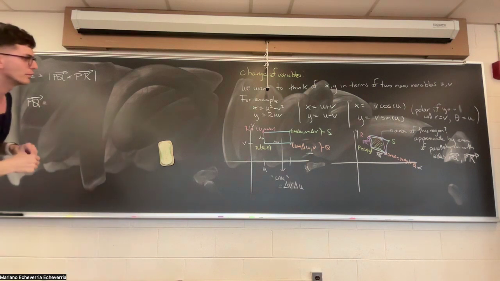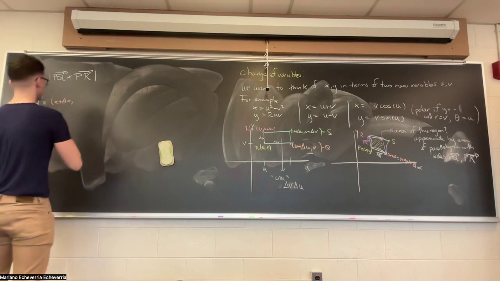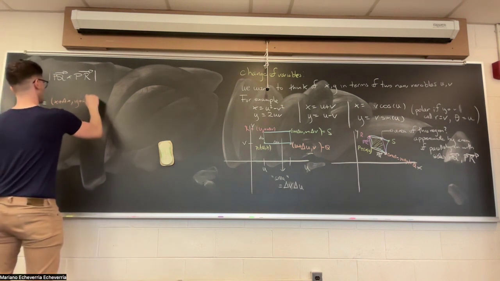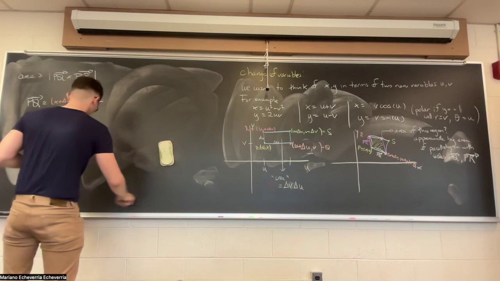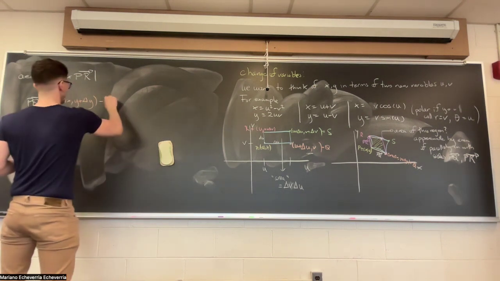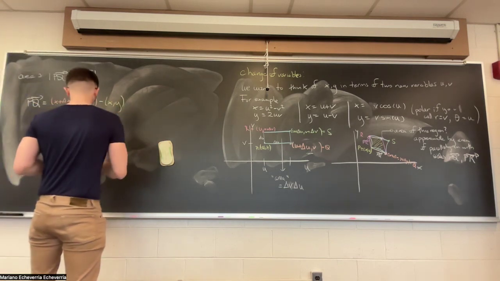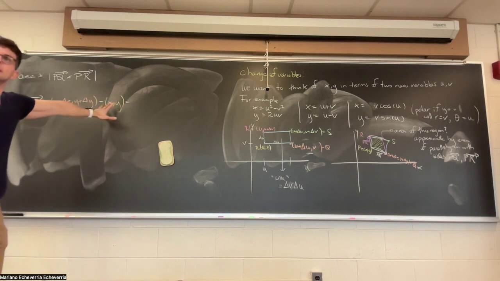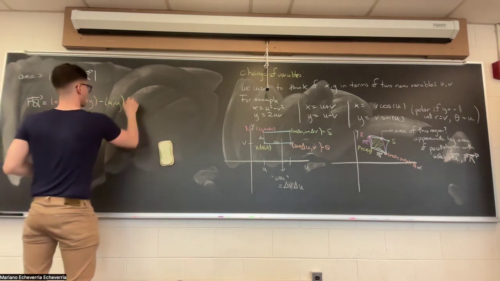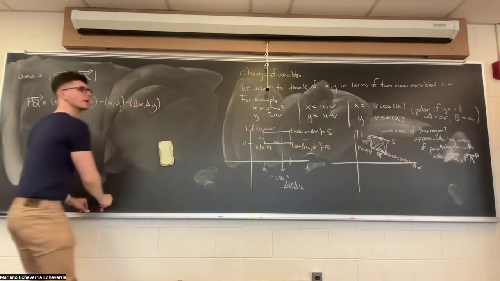The coordinates for Q are x plus delta x, y plus delta y, minus the coordinates for P, which are x comma y. The x and y cancel out when you subtract the entries, so you just get delta x comma delta y. So this is what the vector PQ is. Is that making sense?